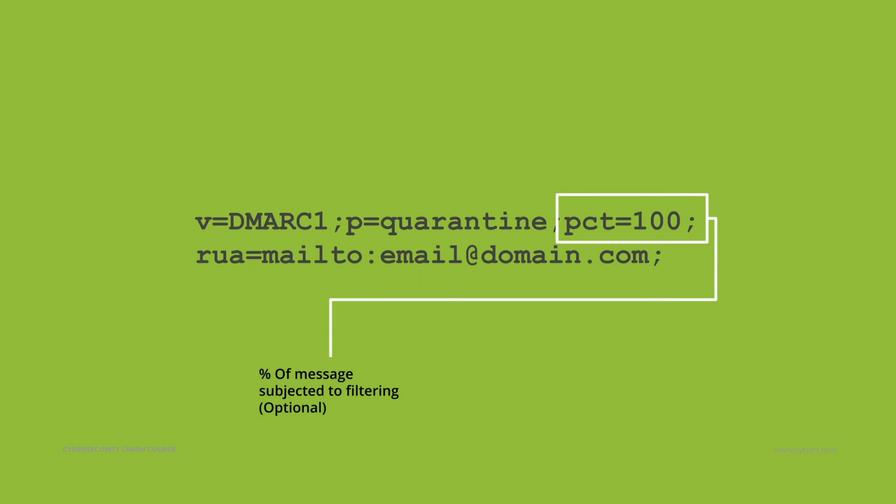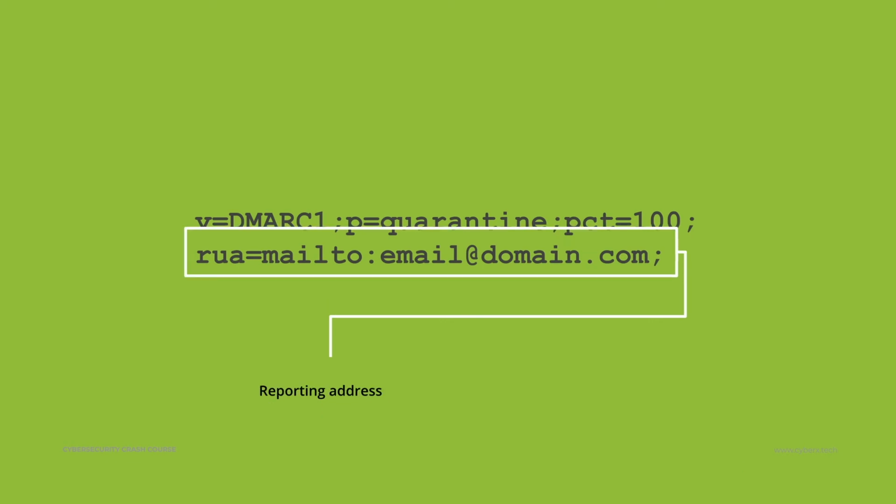Next is the PCT equals blank, and that is what percentage of the messages is subject to filtering. This is optional. You could set this to be 25%, 30%, whatever you choose. Then we have the reporting address, because the whole point in DMARC is for an organization to be able to keep track of individuals or attackers trying to spoof their email. So the recipient server would send a notification, hey, we got this fake message, this was the problem, here's a report.